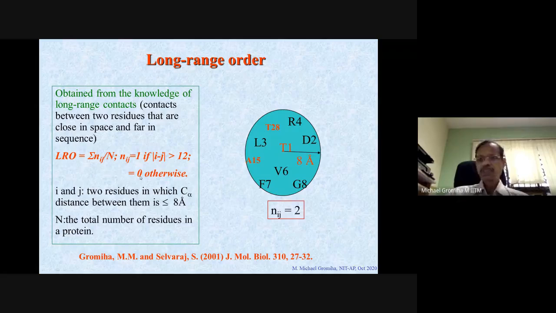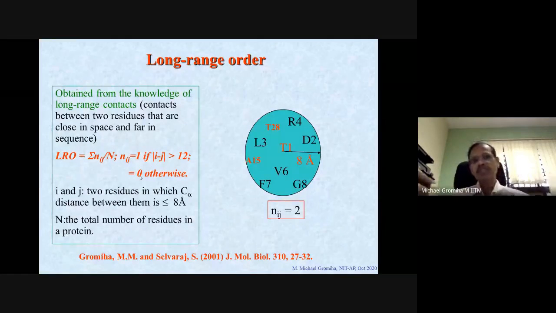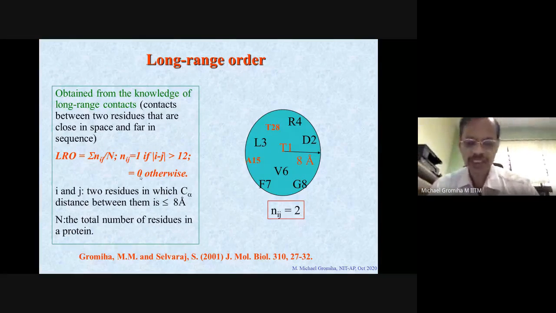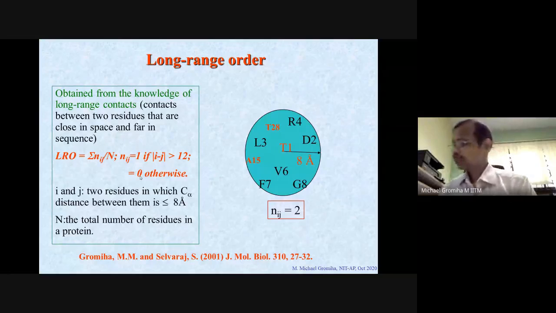This also has a good correlation with protein folding rates, that is, how your protein can take more time or less time to fold. With more long range contacts, it takes more time, because it has to make all these contacts. Fine, so that was one more concept.